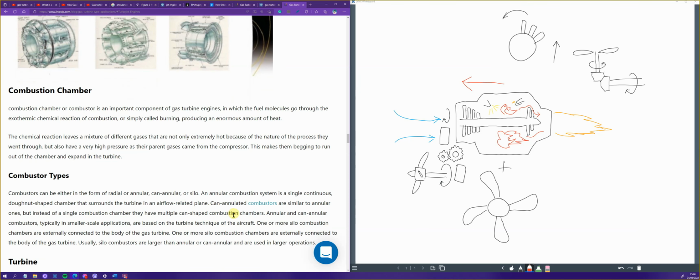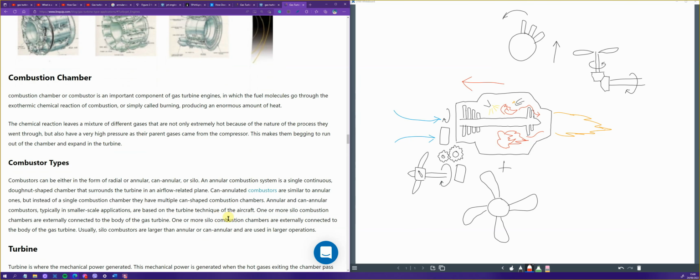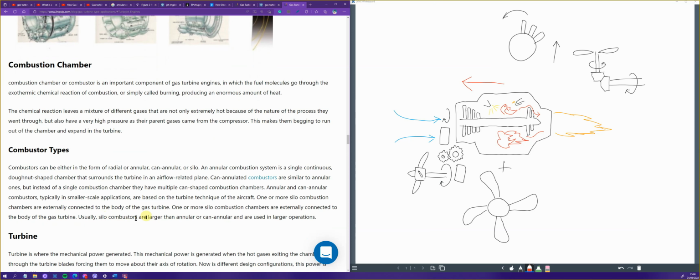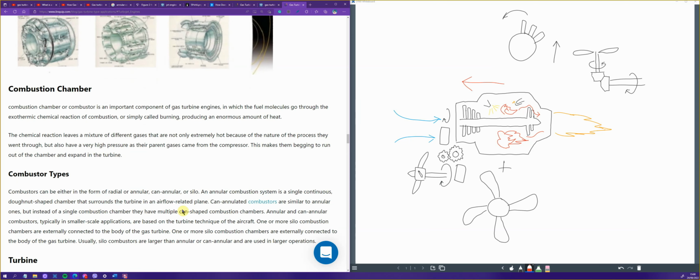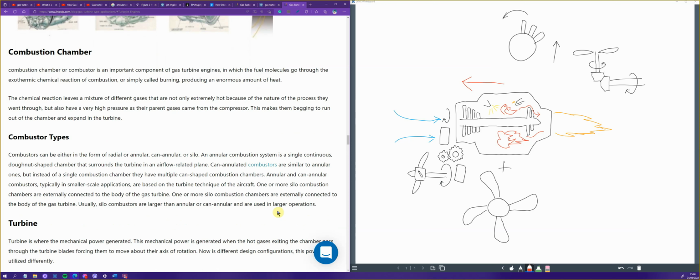Depende naman yan sa application. Saan ba ginagamit yan? Yung annular and yung can-annular or cannular, ginagamit siya on smaller scale applications, sa mga eroplano. Yung silo combustors, ito yung mga malalaki, yung ginagamit sa mga planta. Okay? Naiintindihan ba? Nagigets? Nasusundan?